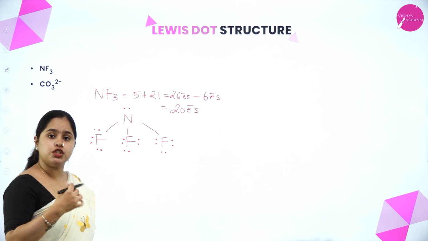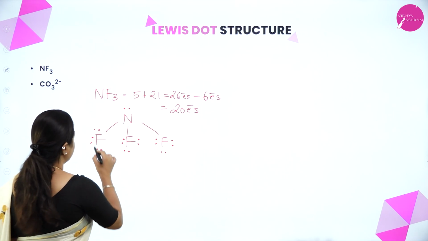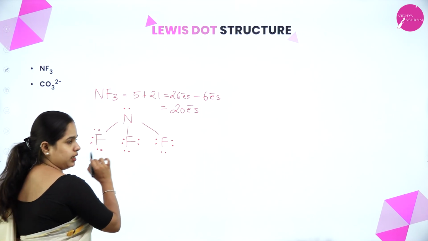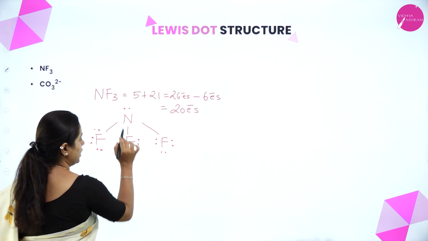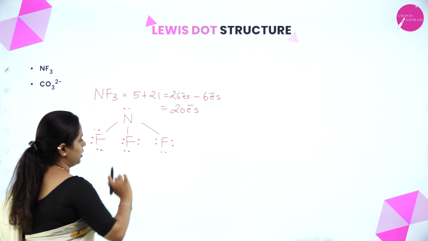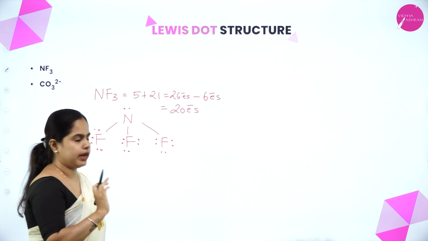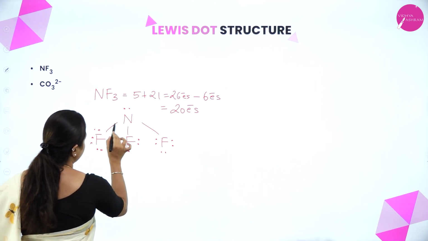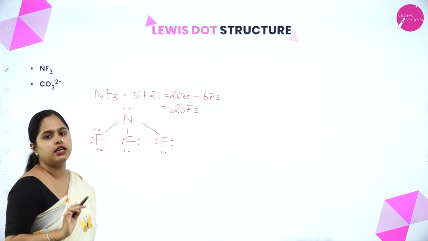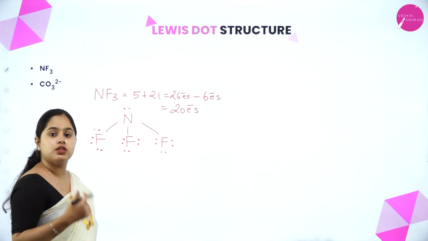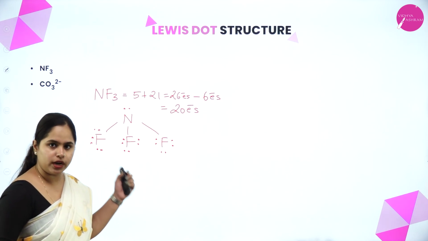Now we have to see if each of them is obtaining an octet. Right. So 1, 2, 3, 4, 5, 6, 7, 8 for each fluorine. All the fluorines are attaining 8 electrons. What about nitrogen? 1, 2, 3, 4, 5, 6, 7, 8. Even nitrogen has attained its octet. So this is the Lewis dot structure for NF3.